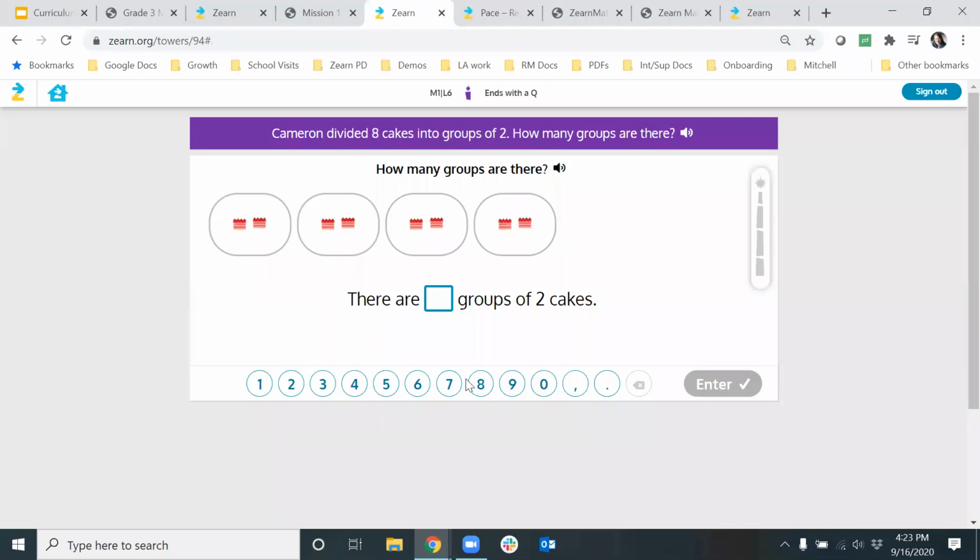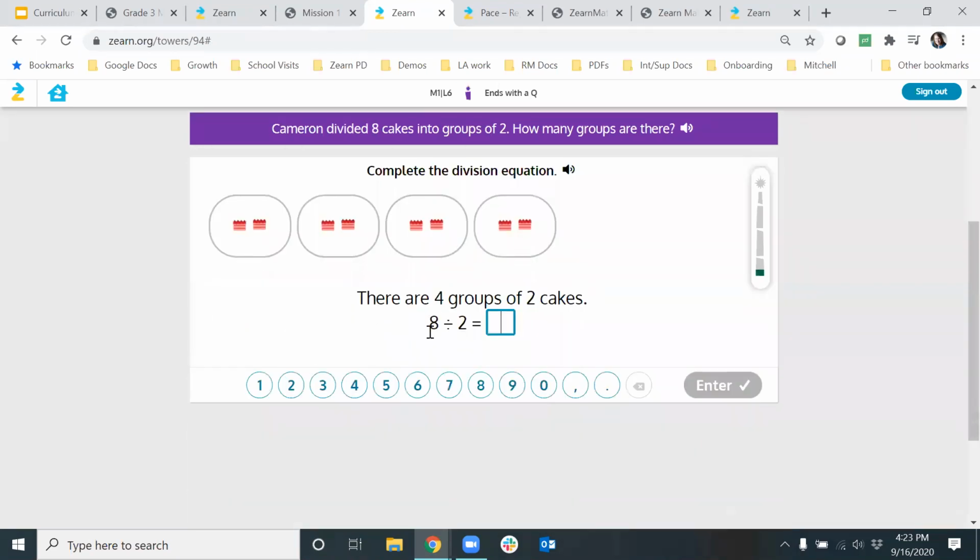As students work in the Tower of Power, they answer questions aligned to the guided practice. In this first question, this actually is incorporating a review from a few lessons earlier in the same topic, where I'm being asked to identify the number of equal groups, which of course here is 4. So I'm going to go ahead and answer these correctly.